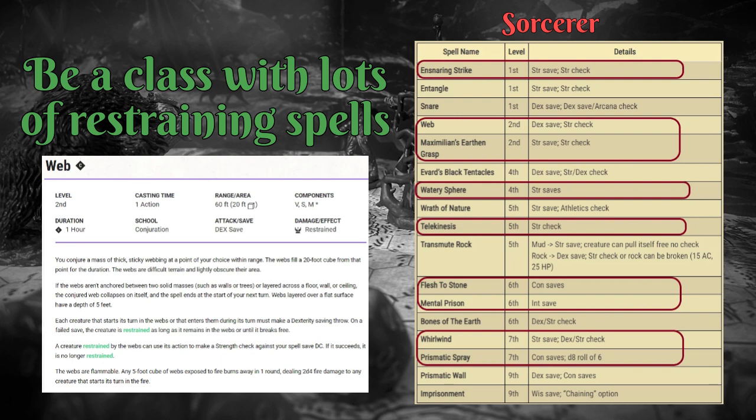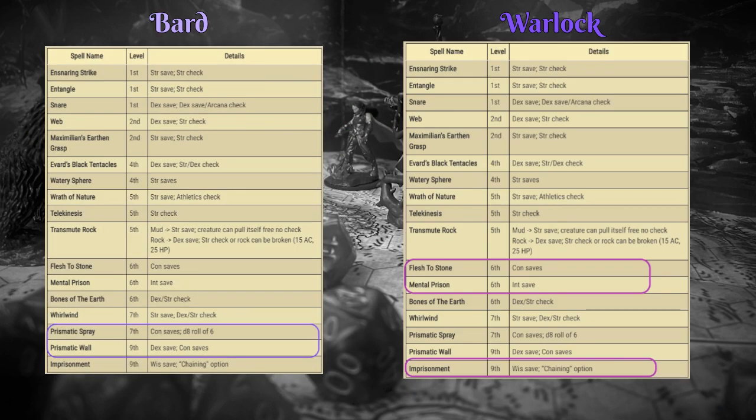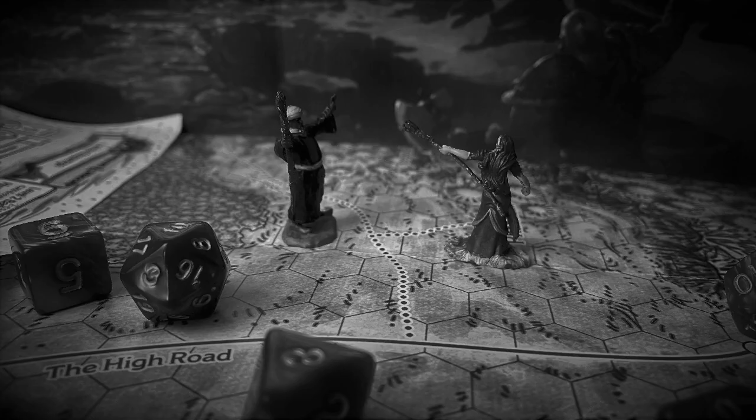Sorcerers also have access to Web and a good range of other restraining spells, while Artificers just have Web. Bards and Warlocks only have access to a few high-level restraining spells each, and Clerics and Paladins have no such spells on their class spell lists. Those are just a few tips for making the most out of the Restrained Condition in D&D 5e.